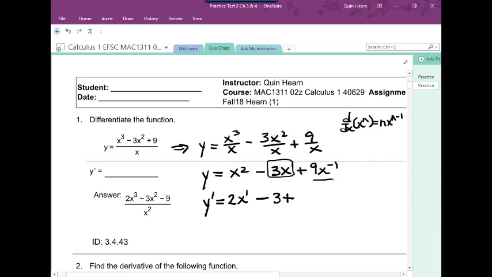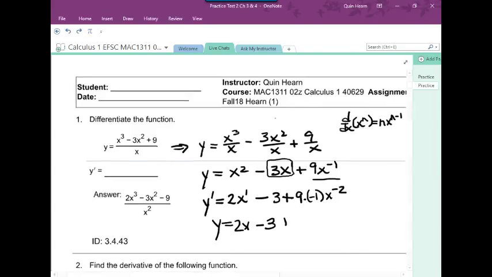Okay, and now on this last one, we have 9 times x to the negative 1. The 9, the coefficient, stays the same, times, we're going to bring the power out front, that's negative 1, and subtract 1 from it. Negative 1 minus 1 is negative 2. All right, so now we're going to just simplify a bit. So we have 2x minus 3 plus, or actually minus, 9x to the negative 2.